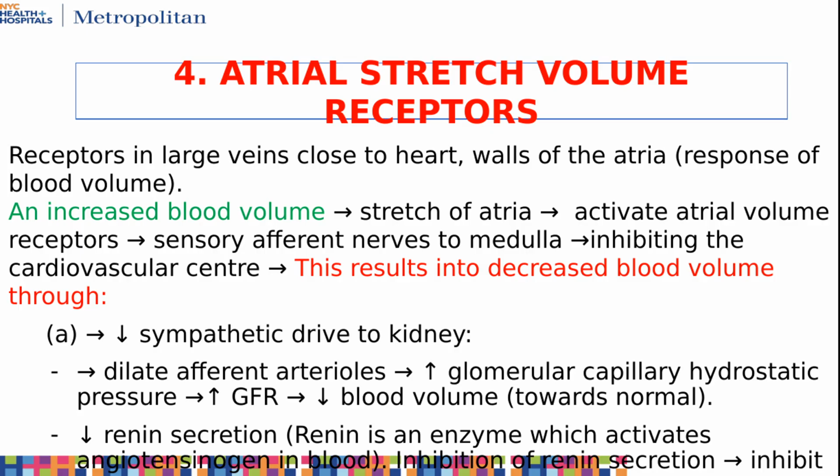Atrial stretch receptors respond to blood volume. They are located in large veins near the heart and in the atrial walls. When blood volume increases, the atria stretch, afferent signals go to the medulla, and the cardiovascular center is inhibited. The result is a set of responses that reduce volume back toward normal. Less sympathetic drive to the kidney, less renin, less RAAS activation, less aldosterone, less ADH, and more atrial natriuretic peptide.